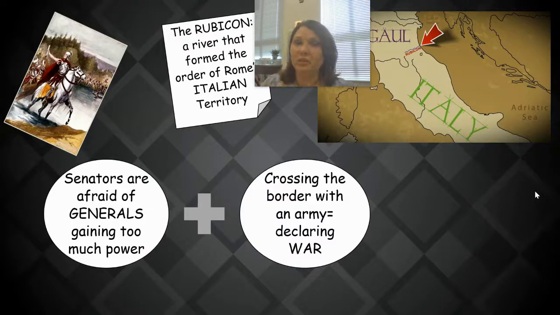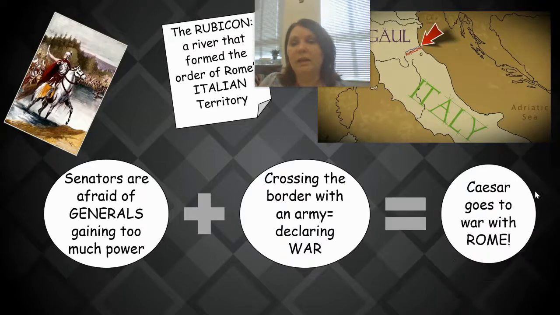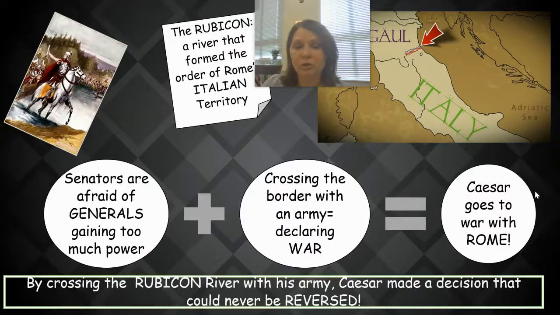He stayed and continued to fight for a little while, but then when they told him to come home, he was like, "No, I'm not really coming home." But then he did decide to go back home, and when he crossed that river, he basically said, "I am going to war with you." He went to war with Rome, crossed the river, and went down to Rome with the intent of taking over the government, and that's exactly what he tried to do.